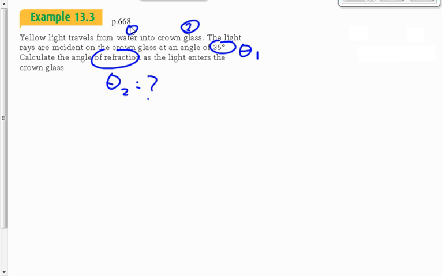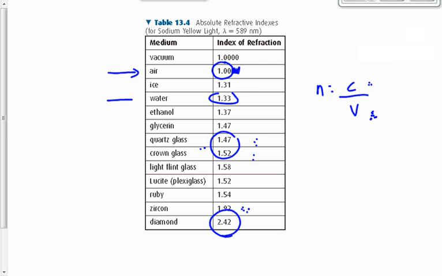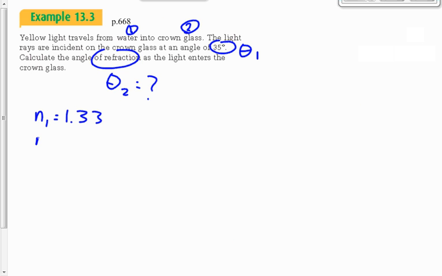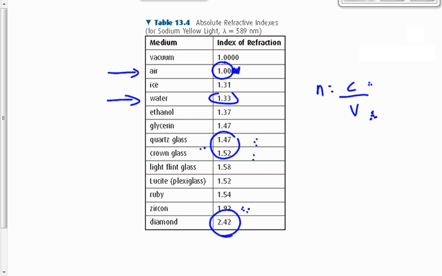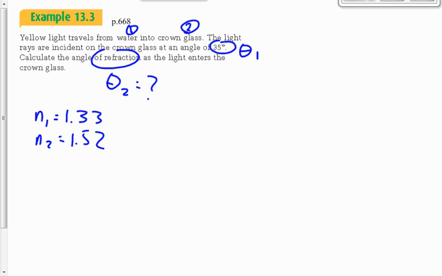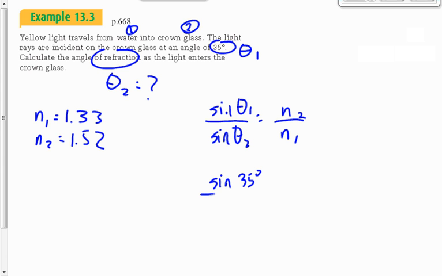Now, if we look back at the table, we know the value of n1 from water to crown glass. n1 is 1.33. For n2, the crown glass, I always forget which is which, crown glass or quartz glass, crown glass is 1.52. Let's use this part of the equation: sine theta 1 over sine theta 2 equals n2 over n1. Let's plug some numbers in. Sine 35 degrees over sine theta 2 equals 1.52 over 1.33.